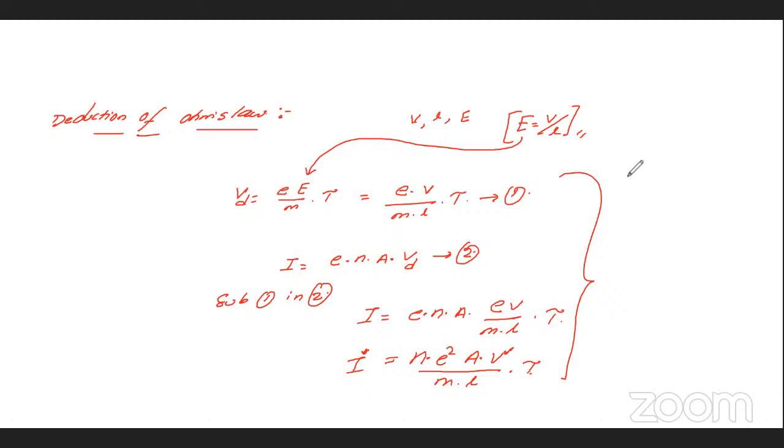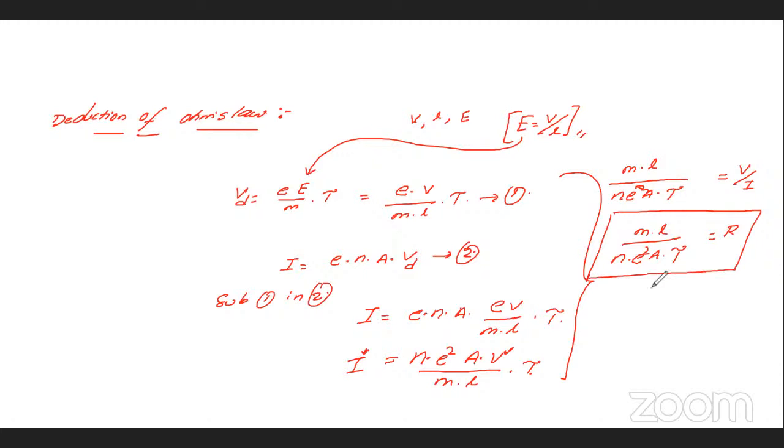So here, m into L divided by n e square A into tau is equal to V by I. V by I is nothing but your Ohm's law. This is nothing but your resistance. Voltage by current is your resistance. So it is m L divided by n e square A tau. This is your deduction of Ohm's law from this relationship.